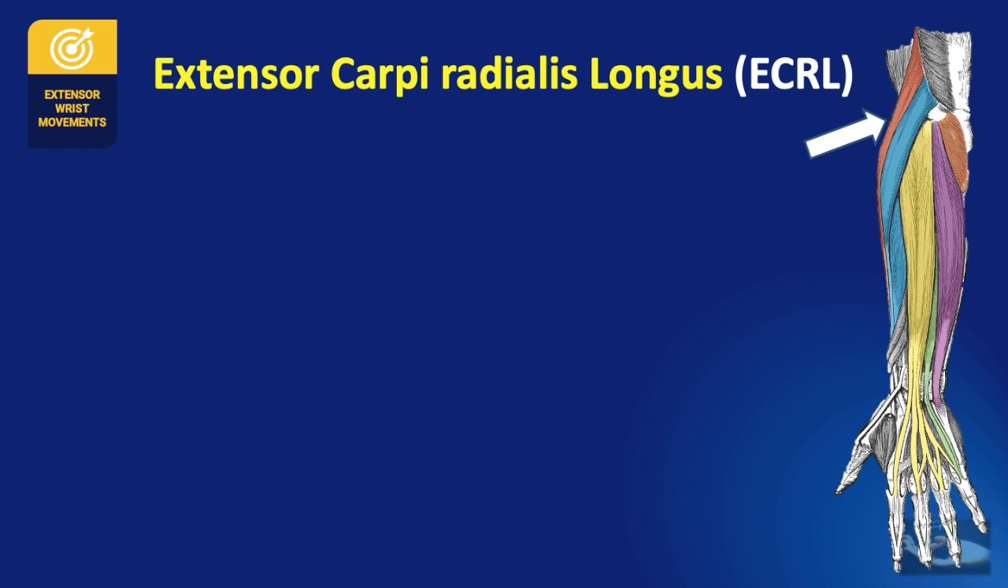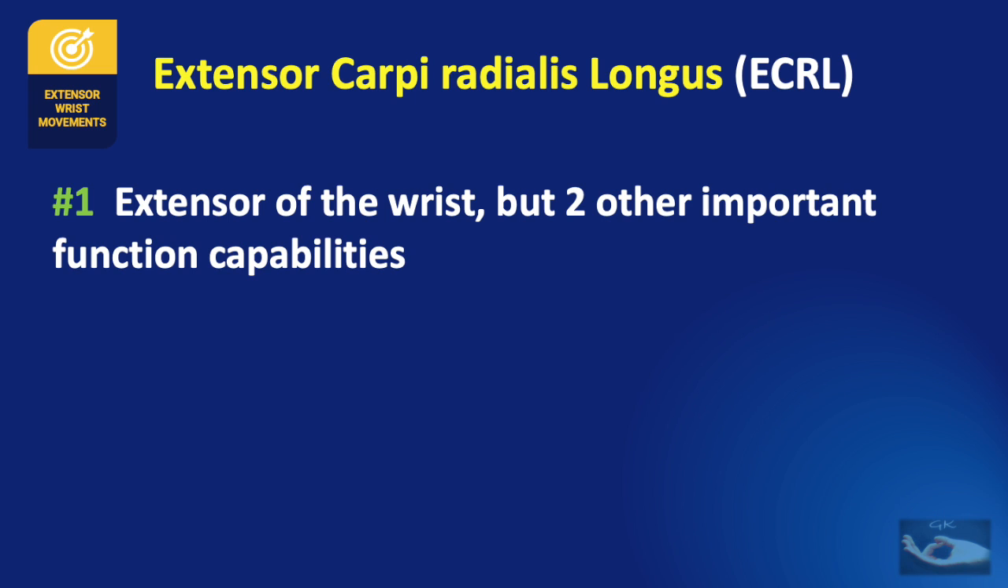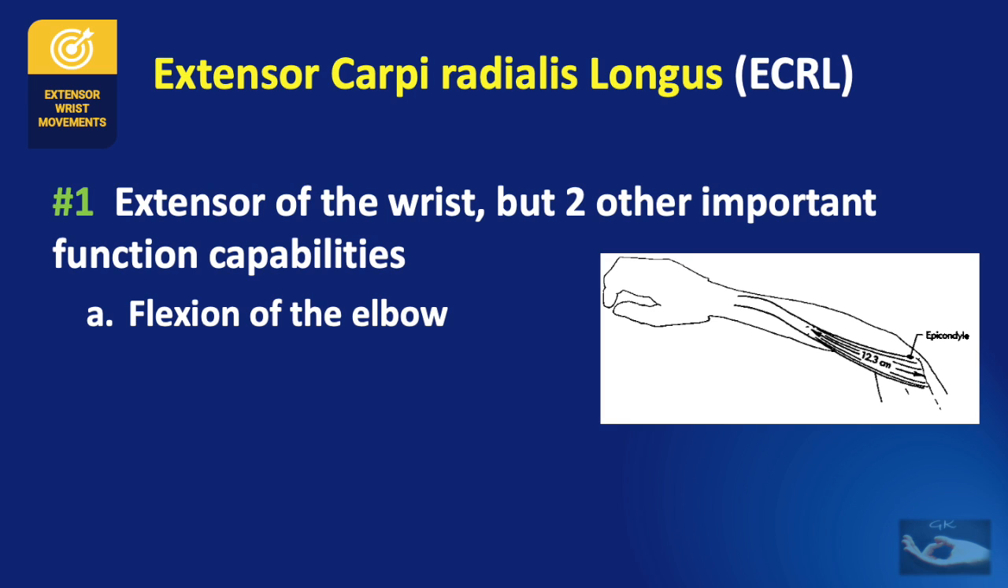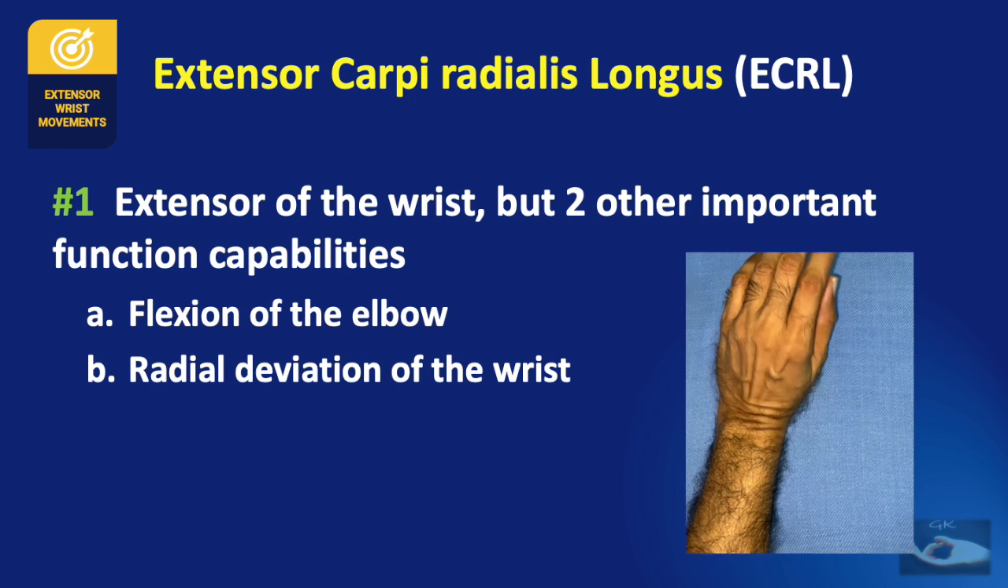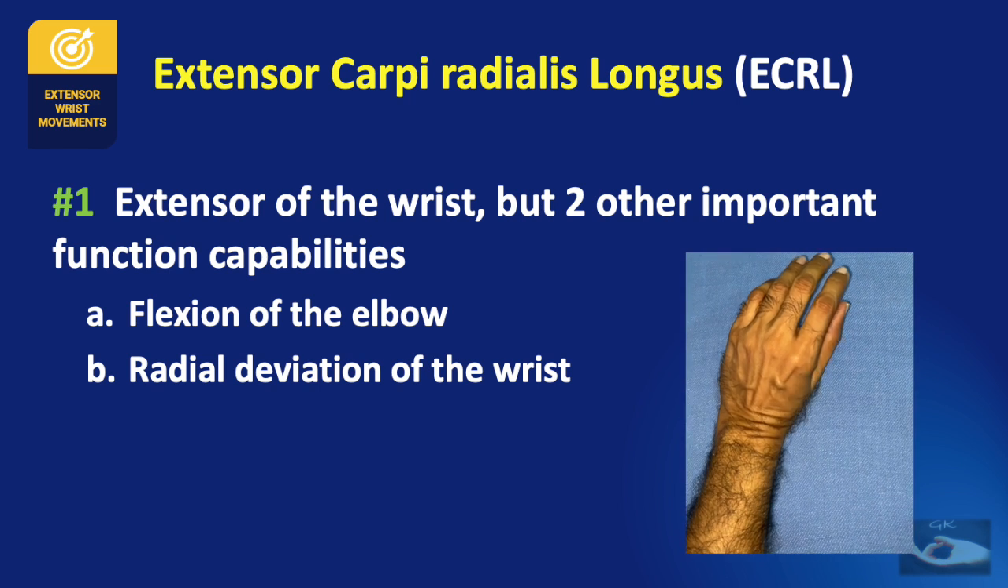First, the extensor carpi radialis longus, or the ECRL, which originates from the lower 5 centimeters of the humerus and inserts into the dorsum of the base of the second metacarpal bone. The first important salient feature of this muscle is that though it is touted as an extensor of the wrist, it has 2 other important functional capabilities. It can also act causing flexion of the elbow owing to its 5 centimeter origin from the lower end of the humerus, and it also causes radial deviation of the wrist owing to its insertion on the radial aspect, that is the base of the second metacarpal.